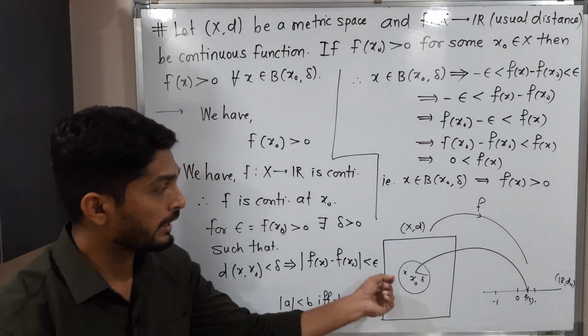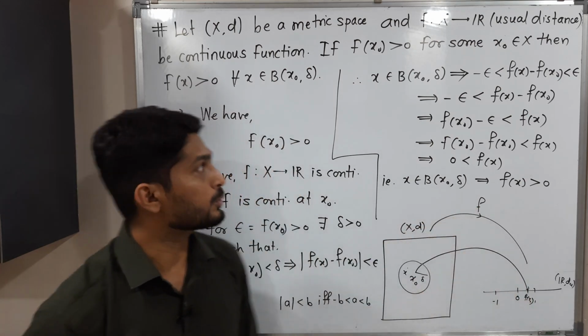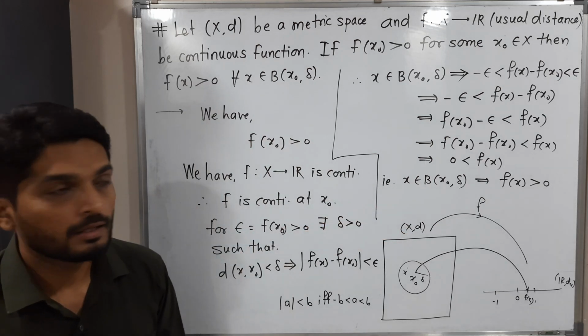That means if you take any point from this ball, its image will be positive. So this thing we proved. The same thing we have written in this way. So the proof is over.